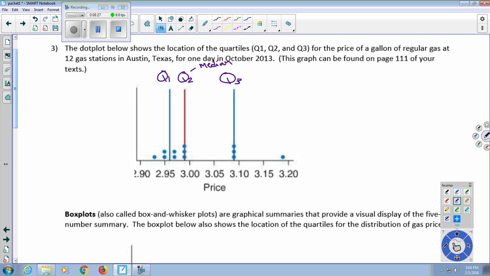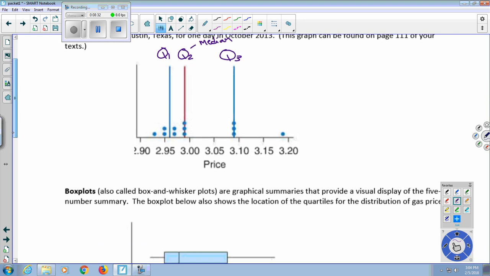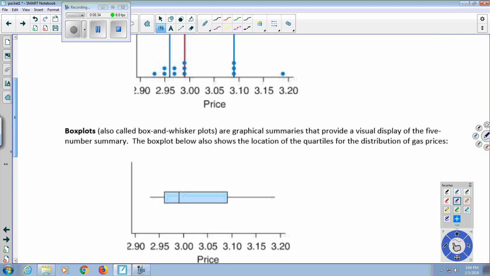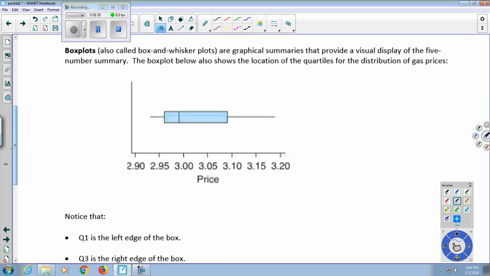A way that we can graphically show the summary of our data is called a box plot. It shows the 5-number summary. And so this is the box plot of the gas prices. A box plot has some key features. These are its whiskers. They extend out to the minimum and maximum value.